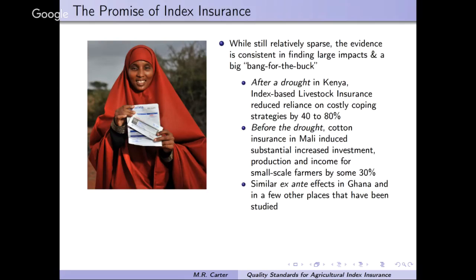So here on this slide, there are two points I want to make. First, there's a small but growing impact evaluation literature, which examines the impact of index insurance. And for the most part, the impacts have been found to be quite large and actually very, very cost effective.